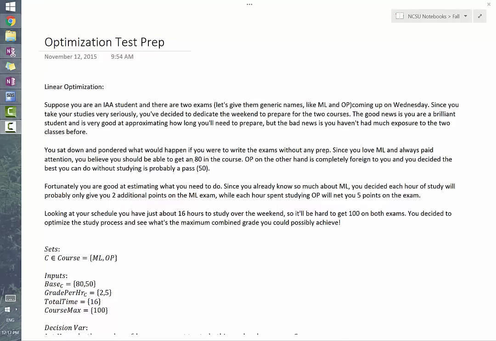Now, without further ado, let's dive into linear optimization. This is the foundation of all of the optimization techniques we will be discussing, so it's pretty important for you to understand exactly how to formulate this one.